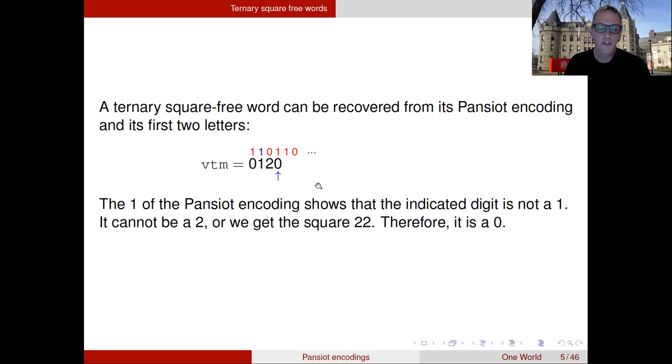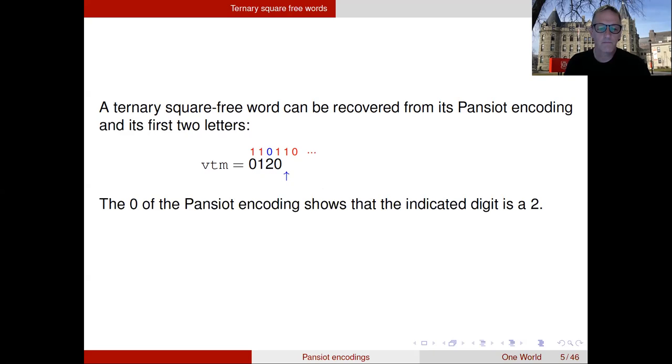So I don't have a two here. Oh, excuse me, I do have a two here, since this is a zero, these must be the same. So you can take a ternary square-free word and encode it using a binary word. All right, hopefully I have a new slide.